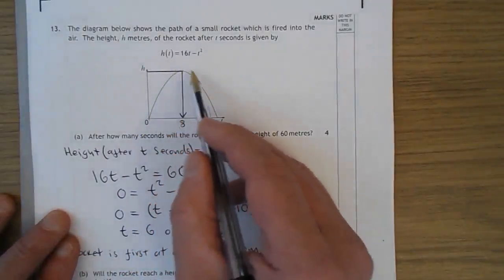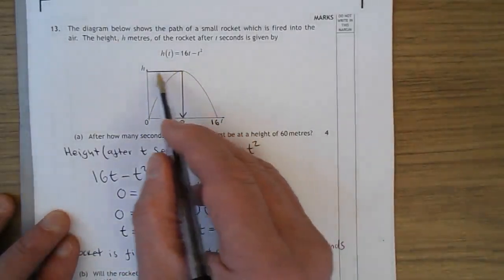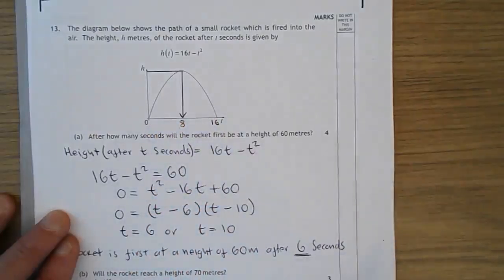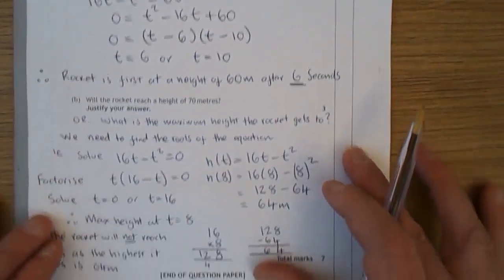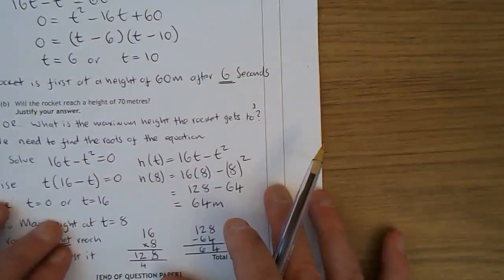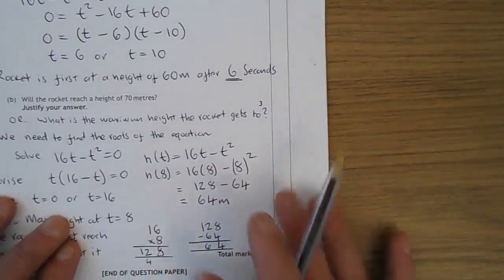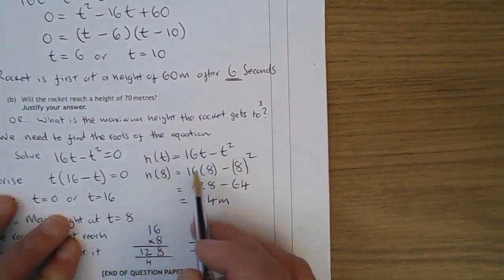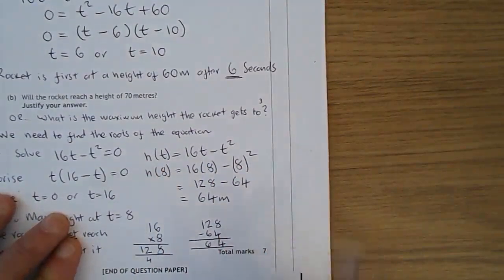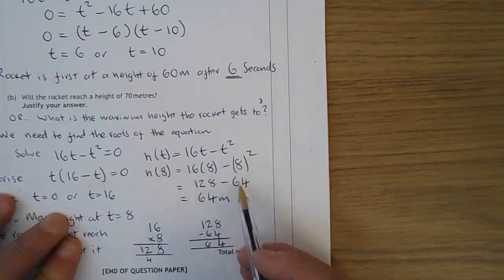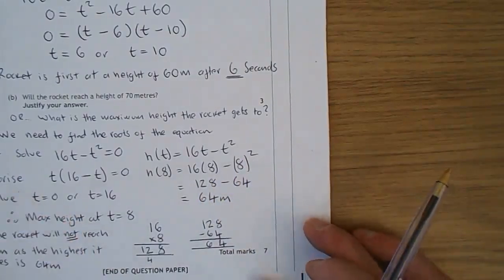Now, because this graph is symmetrical, the maximum height it gets to corresponds to 8, halfway between 0 and 16. So the maximum height is when t is 8. What is the maximum height? Well, we can just use the formula. h(t) is 16t take t squared. Put in 8 and let's see what the maximum height is. 16 times 8, 128. Take away 8 squared, 64. That gives you a height of 64.